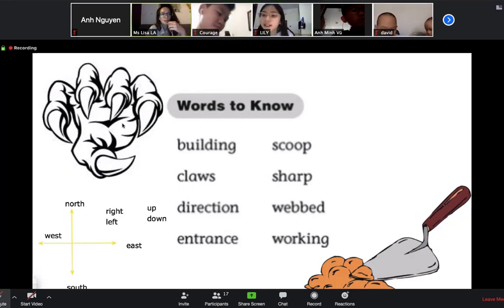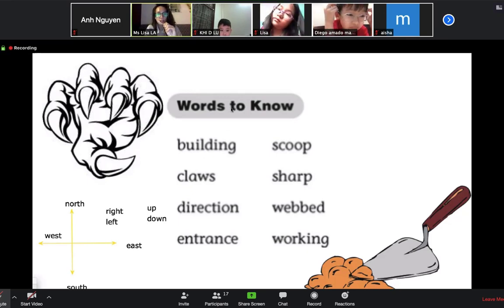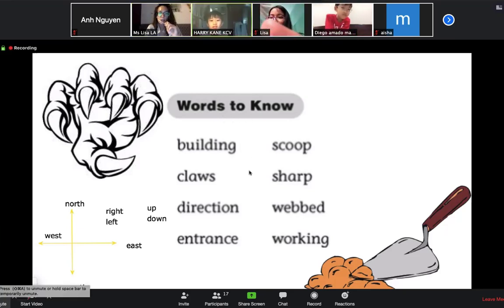Okay. What about Maradona? What's the entrance to our school? Do you know the entrance to Everest School? Is it a door? What do you think? No, what is it? You know the word for it? Does anyone know the word for the entrance to our school? Harry Kane, do you know it? A gate. Okay, we use a gate as the entrance to our school.